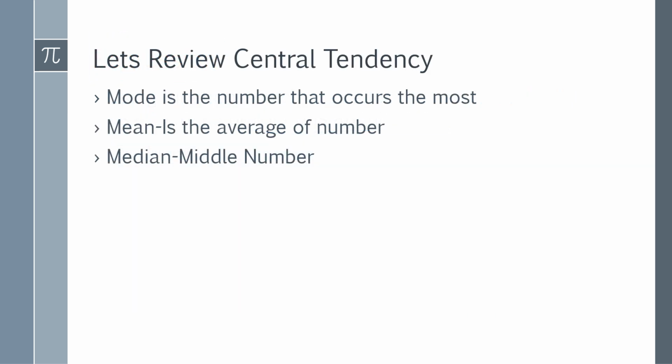All right, so let's review central tendency. You know that mode is the number that occurs the most. Mean is the average number. Median is the middle number. So good job in the Kahoot. When y'all did your Kahoot, you killed that Kahoot. You messed up once. I was purposely trying to get y'all to mess up so hard, but you pulled through.